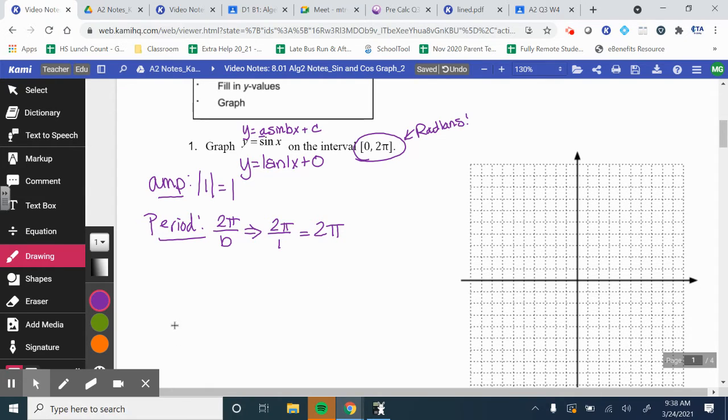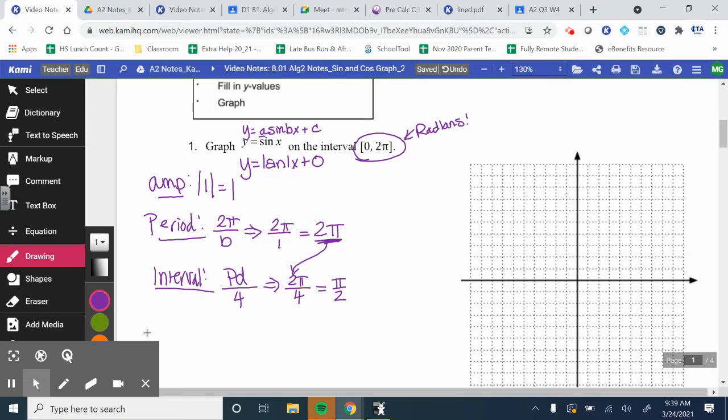All right, next we're going to find the interval. So the interval is going to help us with our table, and that is when we take our period and we divide it by 4. So we just found our period to be 2 pi, so I'm going to take 2 pi divided by 4. I can reduce that to pi over 2.